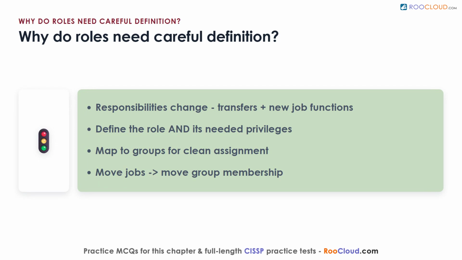Say a company launches an online store on a new server, needing developers and system administrators it did not have before. You create those roles, spell out their required privileges, and map them to groups so assignment stays clean. And when a person moves between jobs, their group membership should move with them. Picture rewriting a job description and then handing over exactly the keys that role requires, no more and no less.